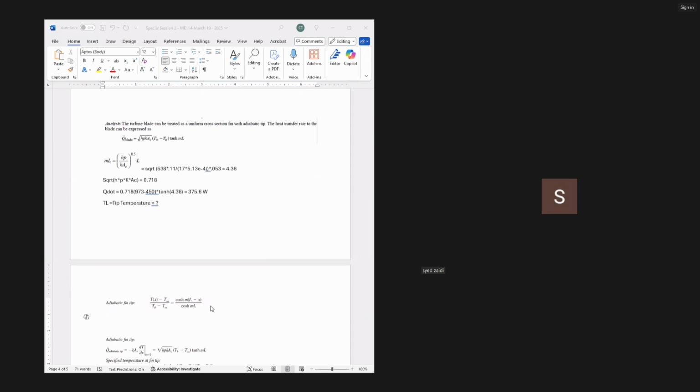Okay, so remember that we need to calculate the temperature at X equal to L. That is the tip temperature, right? So we have to calculate that. So how will we do that?